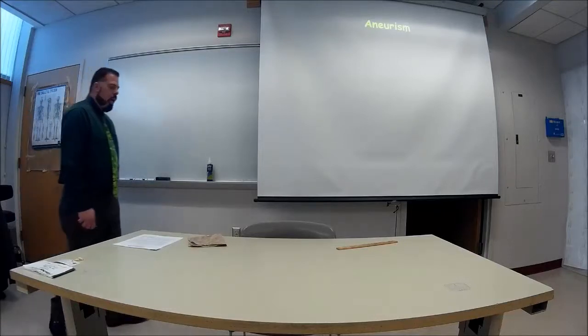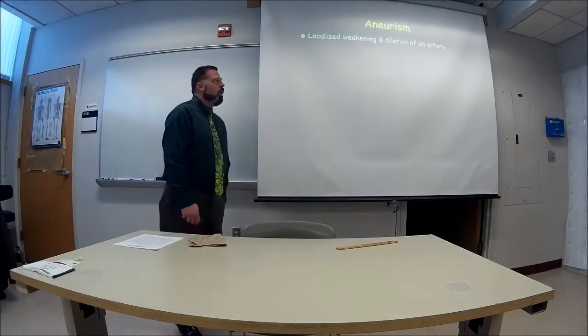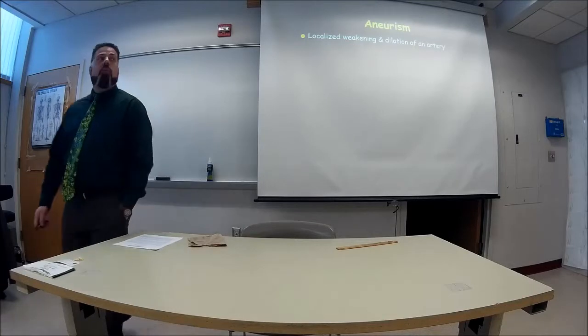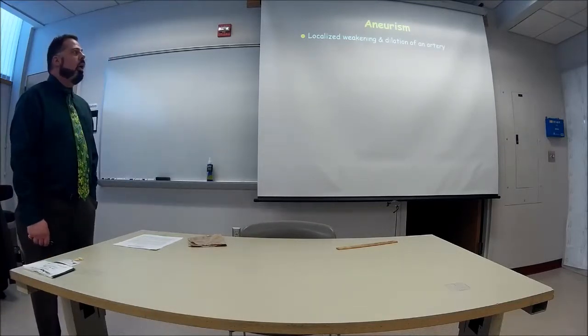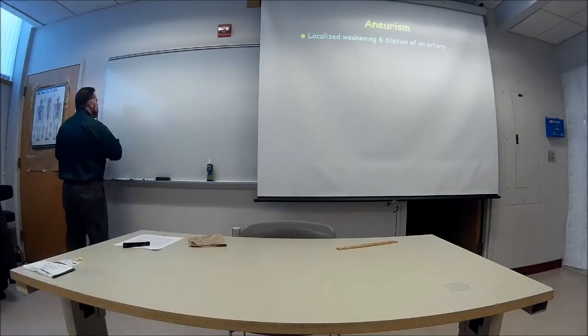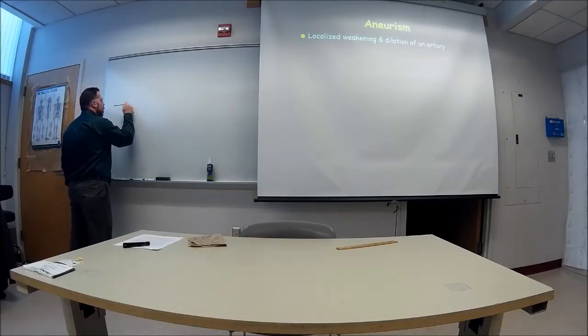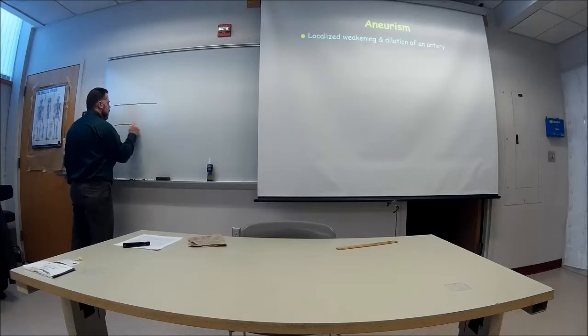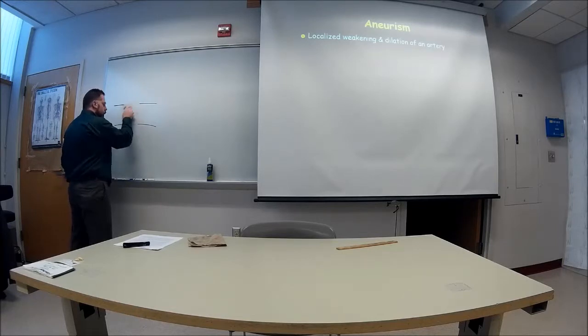Okay, so let's talk about aneurysms. Like I said, it's a localized weakening and dilation of the artery. And again, I'm drawing this up here. You have this setup, and this looks like a long blood vessel, but a localized area of this blood vessel is dilated.